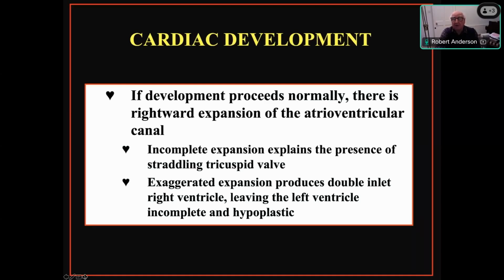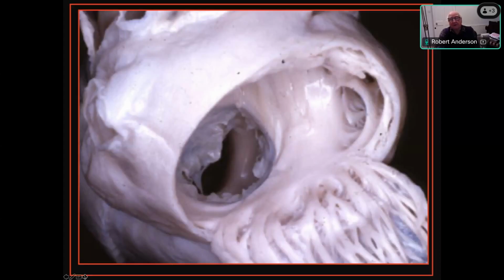And that will give us not double inlet left, but double inlet right ventricle. And in that setting, the left ventricle will be incomplete and hypoplastic. So let's look at this process of expansion of the atrioventricular canal. This is what happens when it is incomplete.